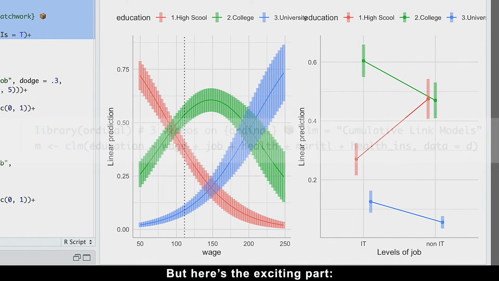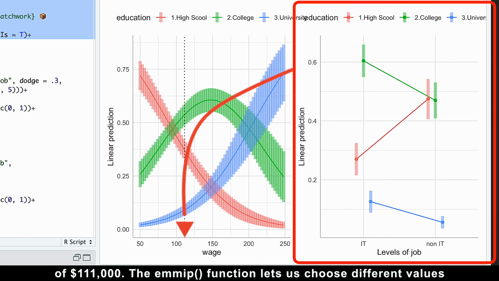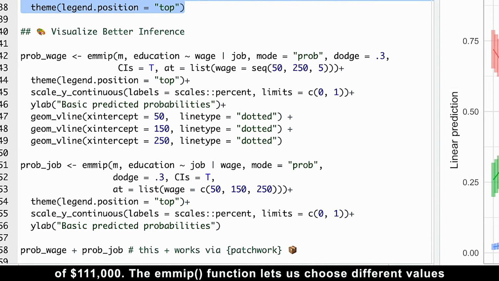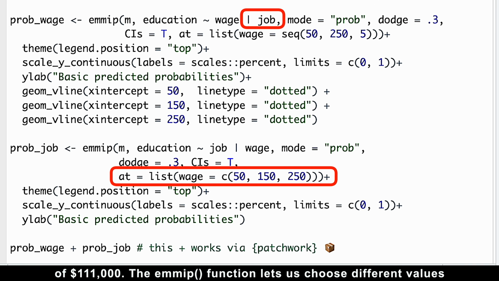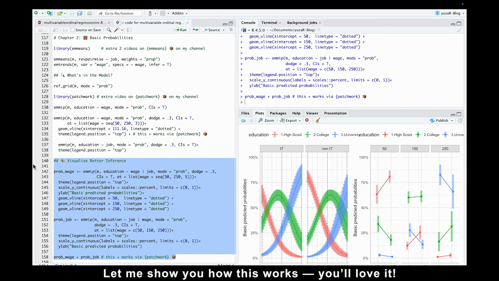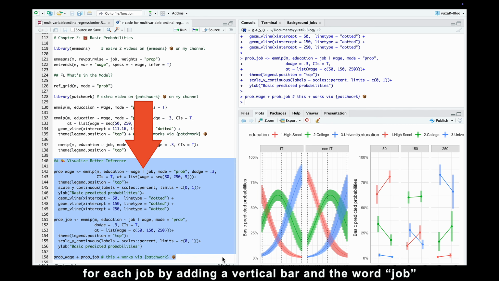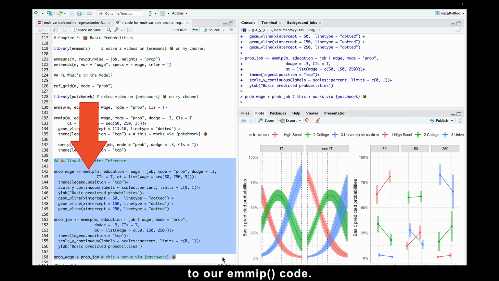But here is the exciting part. We don't have to fix the effect of job type at just the average wage of $111,000. The emip function lets us choose different values for other predictors to see how they influence the results. Let me show you how this works and you'll love it. Since we have two jobs, IT and non-IT, we can easily show the probabilities for different wages for each job by adding a vertical bar and the word job to our emip code.